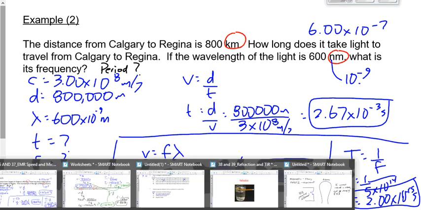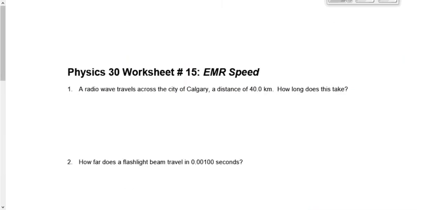So have a look over the next 10 minutes at worksheet number 15, but only question numbers 1 to 4, please.